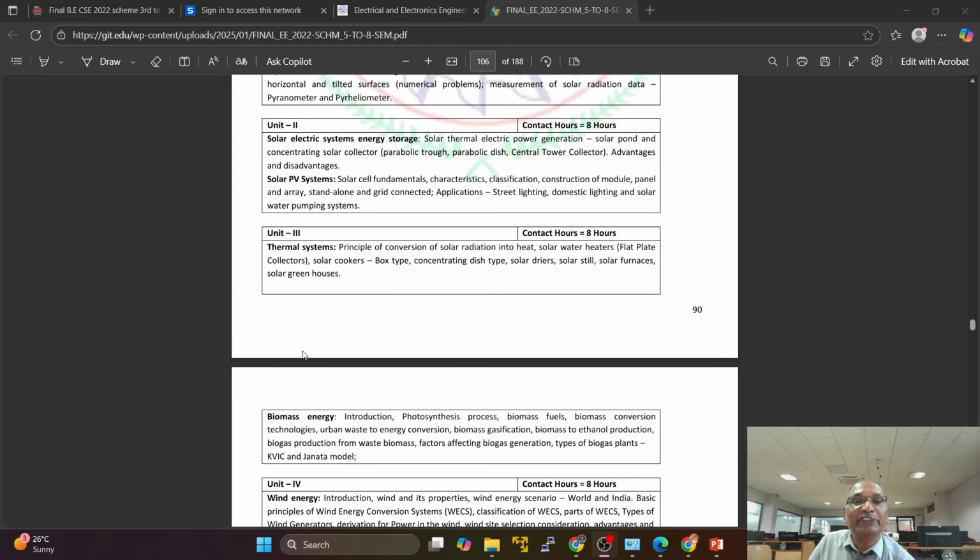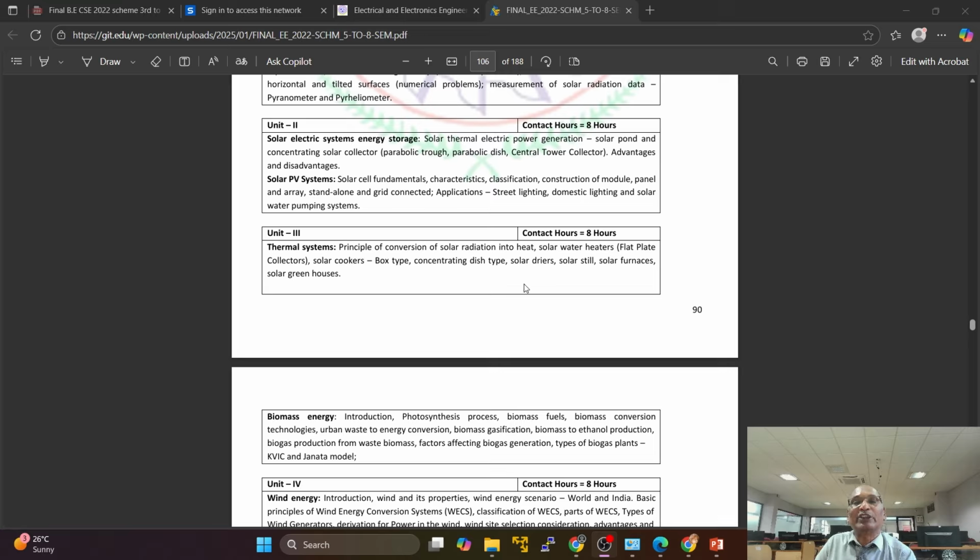Now coming to unit 3, which is thermal systems, the principle of converting solar radiation into heat. Solar radiation can also be used to convert directly into heat. For example, we can use dryers, onion dryers. Grapes, for example, can be dried by using the thermal system.